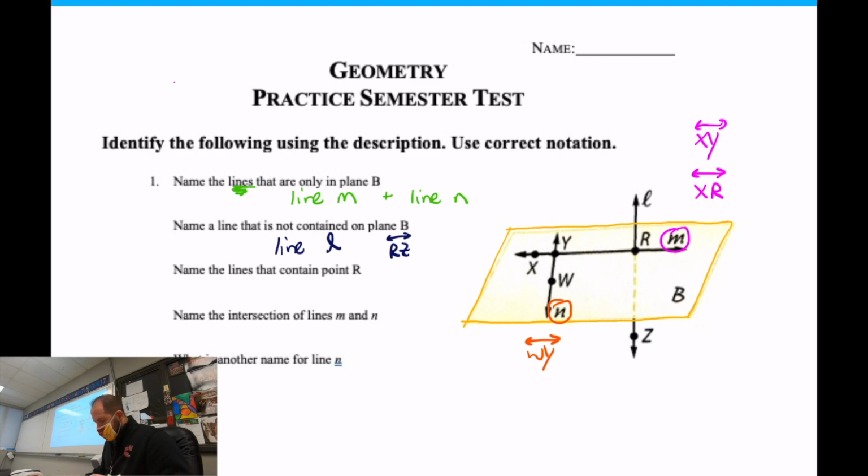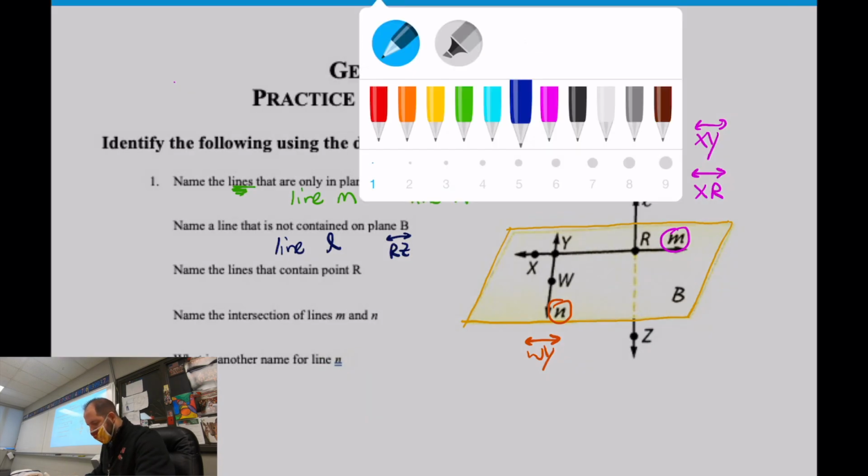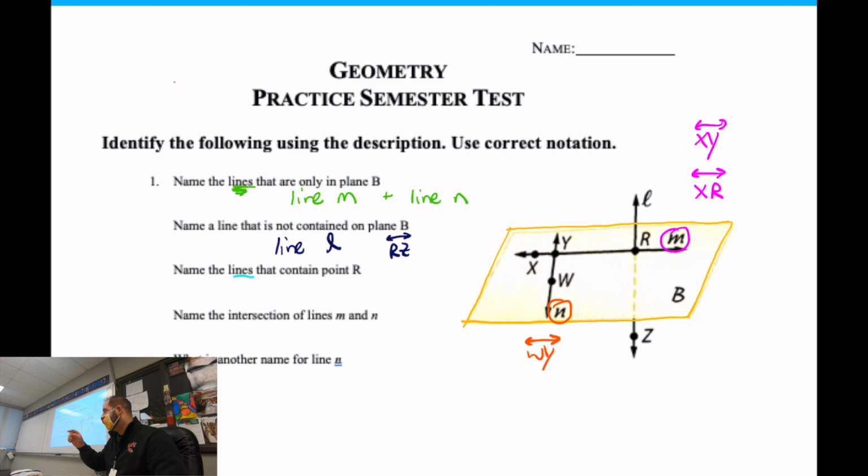Okay. Can we name some lines now? So we're going to go back to it. Can we name some lines, plural, mind you, not singular, that contain the point R? Line L, okay. Line N. Line L and line N. M, thank you. M and L. So I'm going to do a little bit of erasing here.